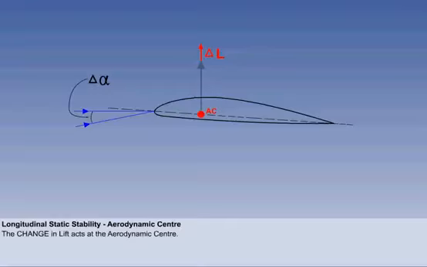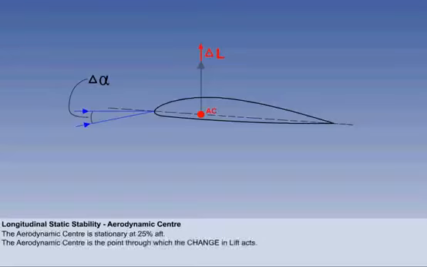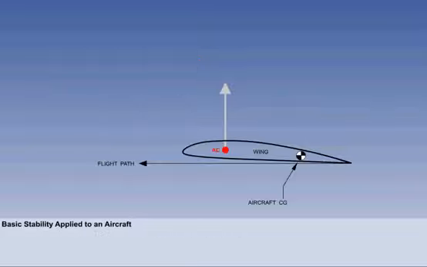The aerodynamic center will also be used in future lessons when we discuss aircraft limitations. During our study of stability, and later in aircraft limitations, we make 2 uses of the aerodynamic center. First, it is stationary at 25% aft. Second, it is the point through which the change in lift acts. Having covered some basic facts about stability, we will now apply them to an aircraft.